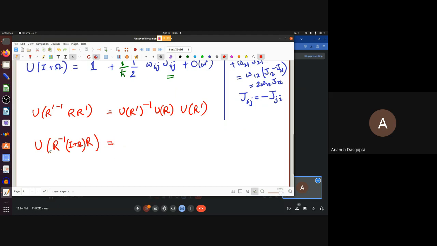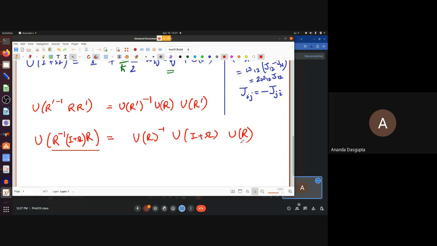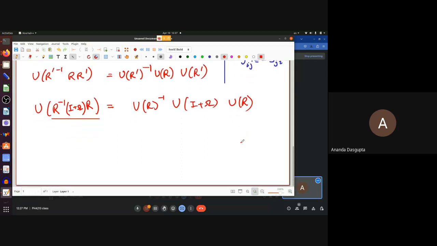Okay. So this is a matrix corresponding to a similar thing to an infinitesimal rotation. And that will be U R inverse U of I plus omega U R. That shouldn't come as a surprise, right?